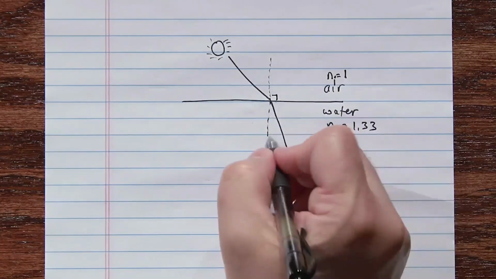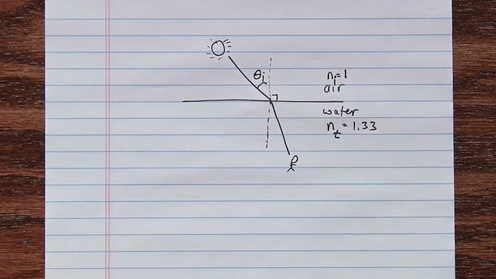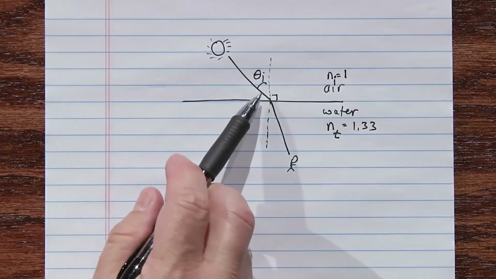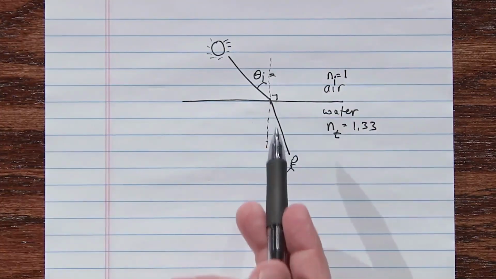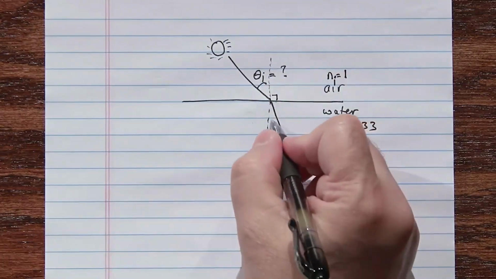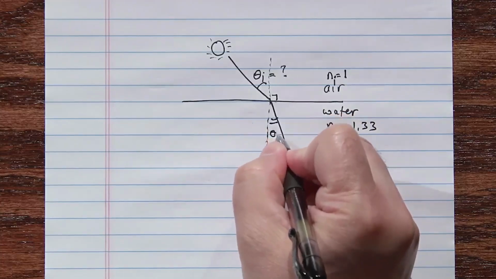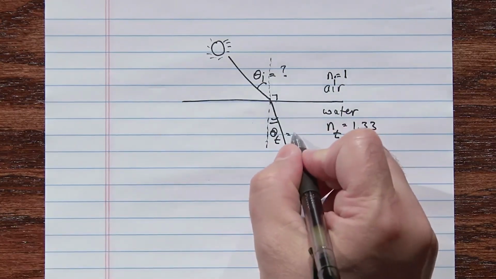This is our perpendicular line. So this would be theta incident, and that's what we're looking for. We're looking for the angle that the sun rays make with the vertical. This is our vertical line. So theta incident is what we're looking for. Down here, this would be theta transmitted, the angle that the light rays make when they're transmitted into water. And we're told that the diver sees the sun at an angle of 42 degrees with respect to the vertical.